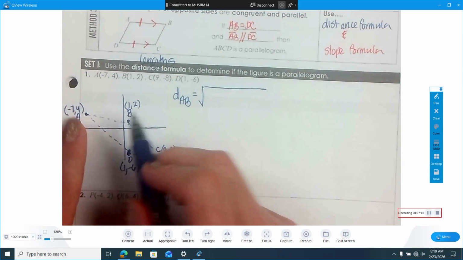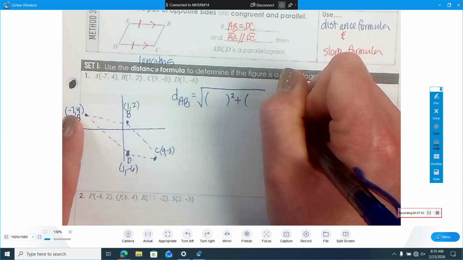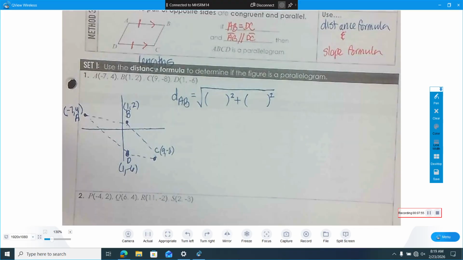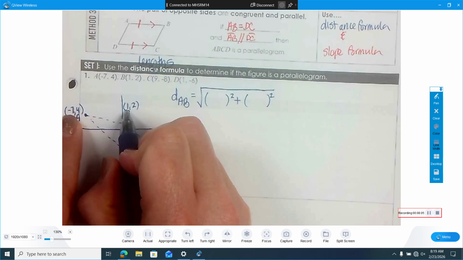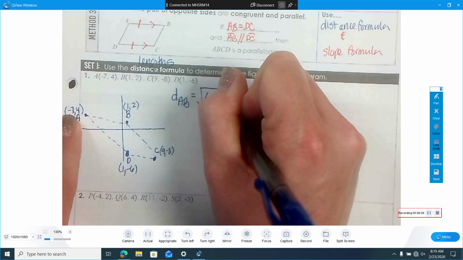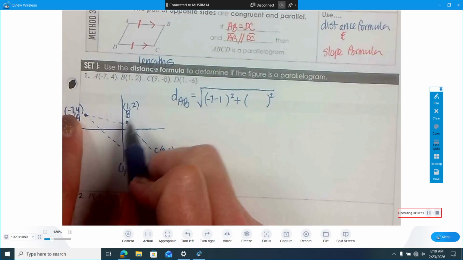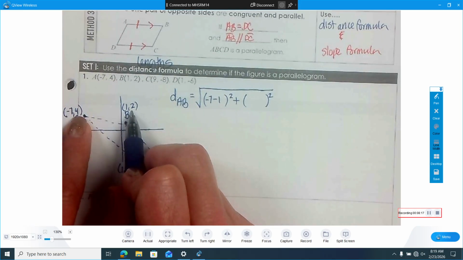And our job is to subtract the x's and square them. I like to just go ahead and set this up in a big little fill in the blank here. A bunch of stuff squared plus a bunch of stuff squared, all under a giant square root. All right, so I'm going to subtract my x's. I'm going to do -7 minus 1. Those are my two x values there on A and B. And then I need to subtract my y, so I'm going to do 4 minus 2.